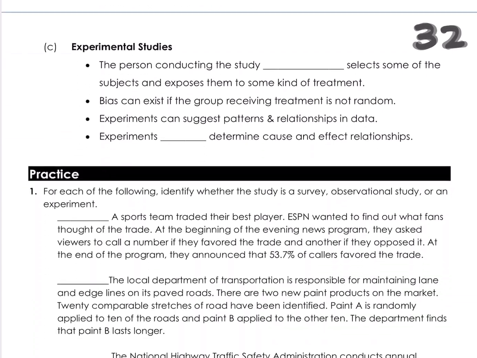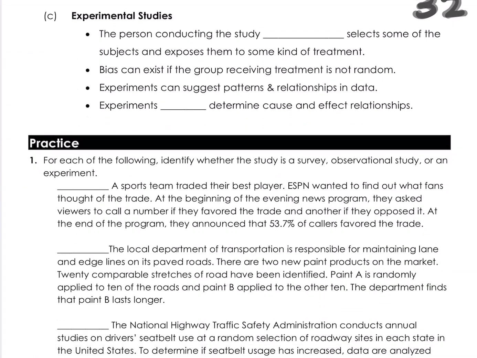All right, and the last one, and now we're on page 32. This is experimental studies. The person conducting the study, again, you guessed it, randomly selects some of the subjects and exposes them to some kind of treatment. Bias can exist if the group receiving treatment is not random. Experiments can suggest patterns and data, and they also can determine cause and effect relationships.